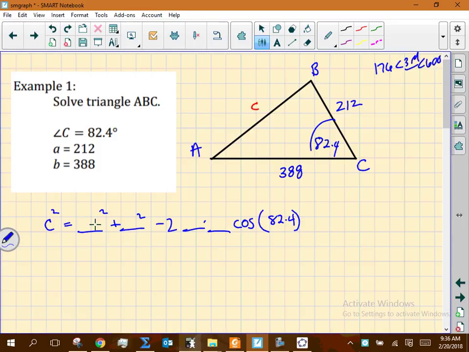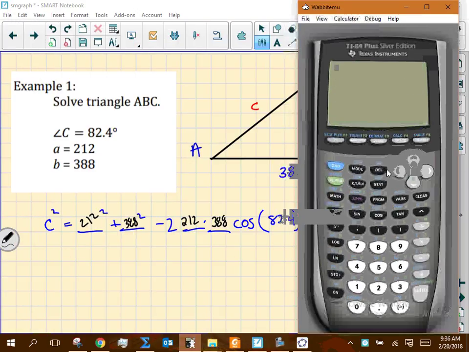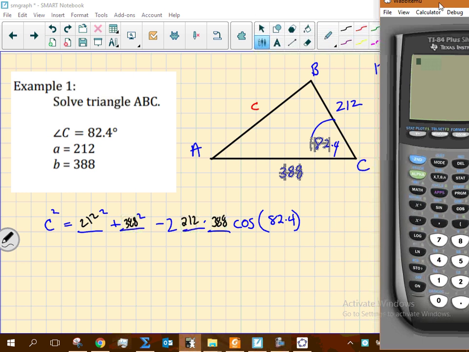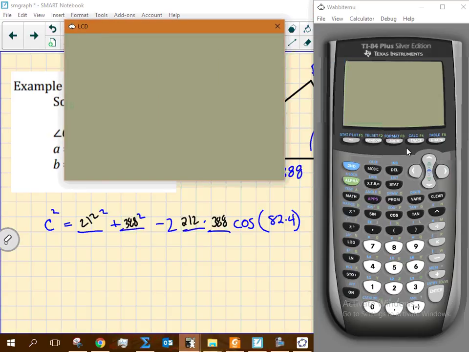What can I put here? 212, does that work? Can I put 388 there? Yeah. Because of the commutative property, 388 could go there. They could flip-flop. So once I figure those out, there's 212 and 388 right there, and now you have everything plugged in. So you can grab your calculator and just type it in directly the way you see it written, and you should be okay.